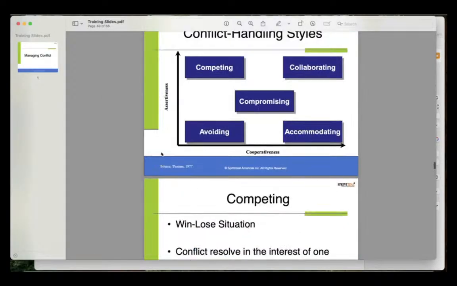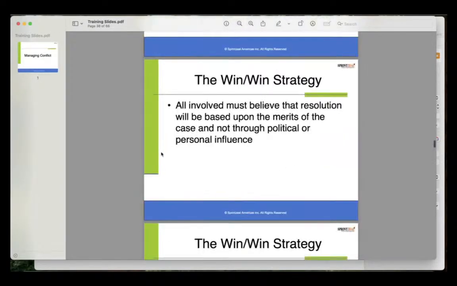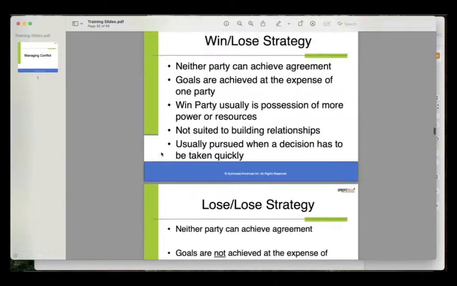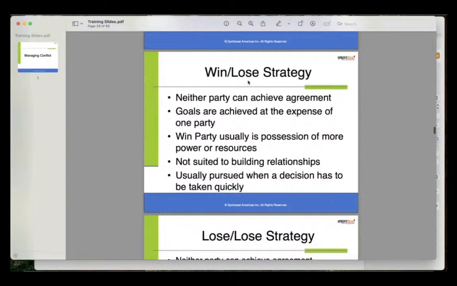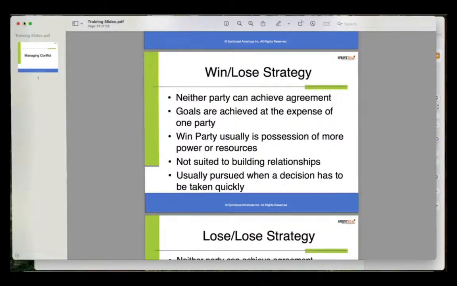So this is a win-lose situation if you see. I'll just give you a look here. This is a win-lose strategy where neither party can achieve the agreement. Goals are achieved at the expense of one party. And this is what our question says.